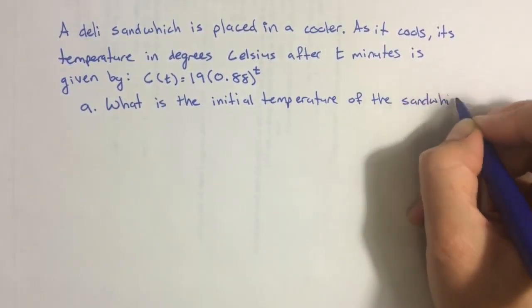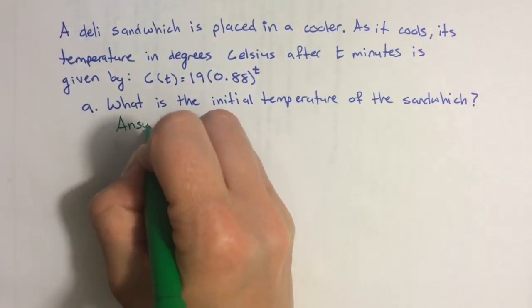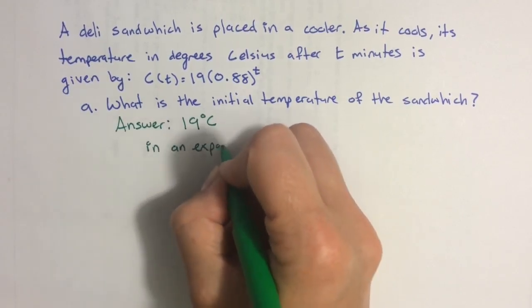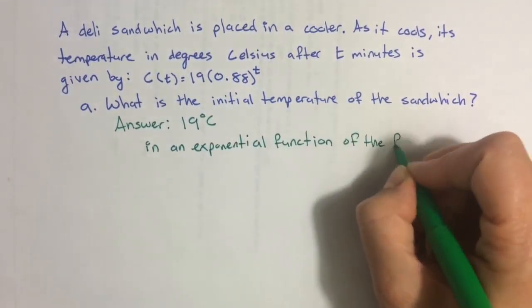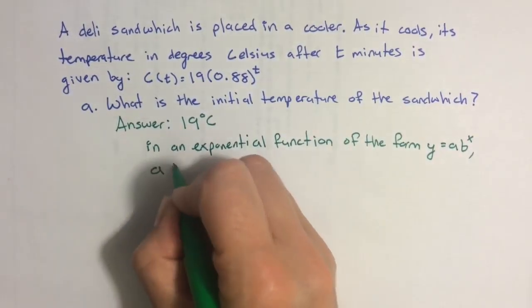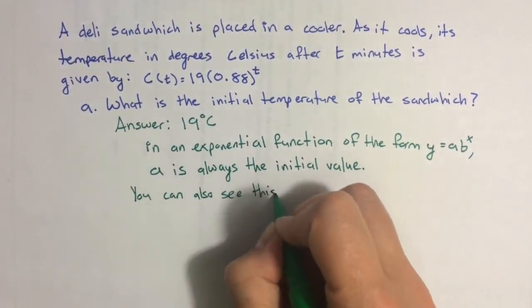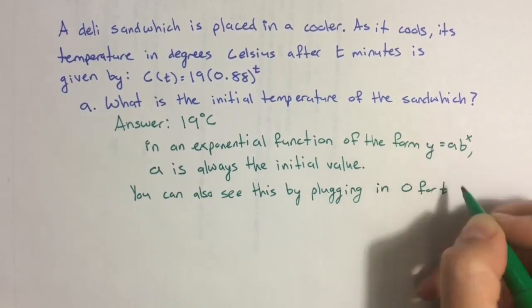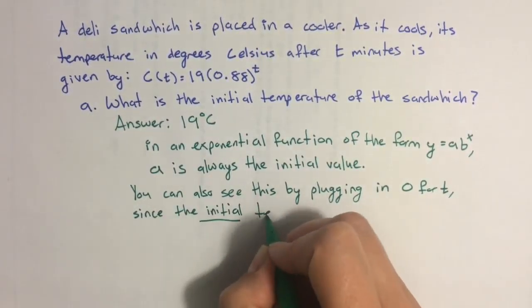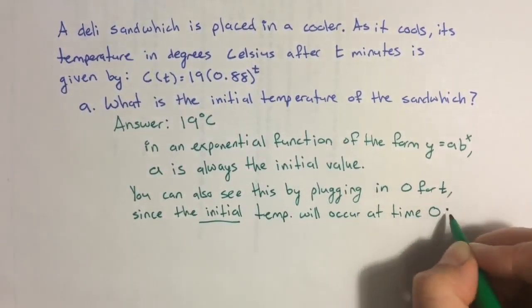So we start with this particular model, 19 times 0.88 to the t. We want to find out the initial temperature. The answer is 19 degrees Celsius. In an exponential model of the form a b to the x, the initial value is always the value of a. You can see this by plugging in 0 for x and seeing that a is the only thing that's left.